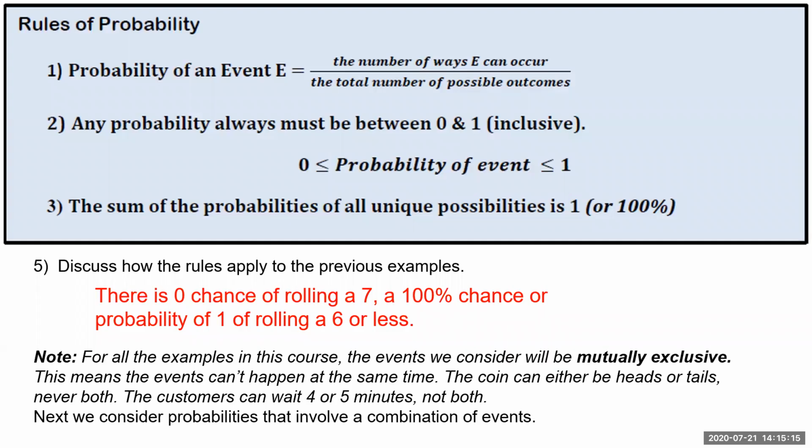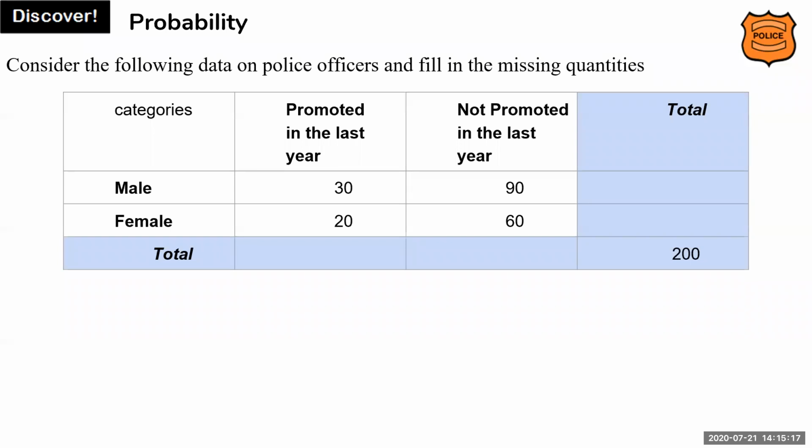All right. Now, let's look at probability statements. Here we are going to look at how we can use the and, the not, and the or statements. Now, we want to consider the data on police officers and fill in the missing quantities. We have categories: promoted in the last year, not promoted in the last year, and the total. Is that okay? So we have the row total, and then we have the column total. So let's do these totals.